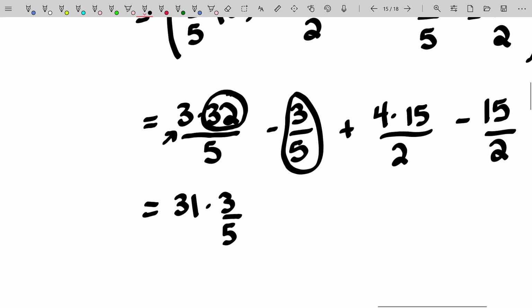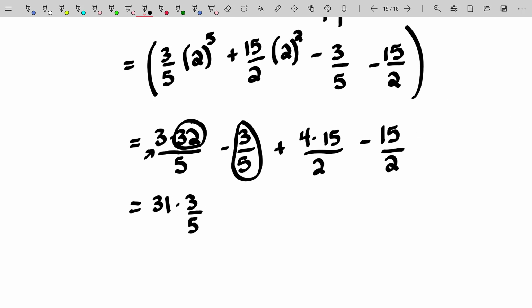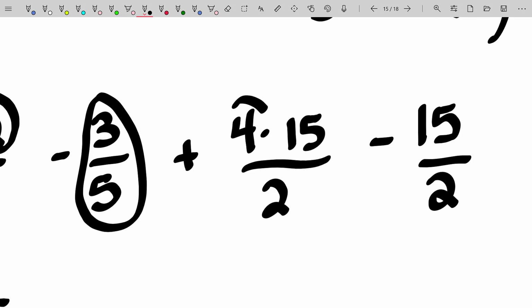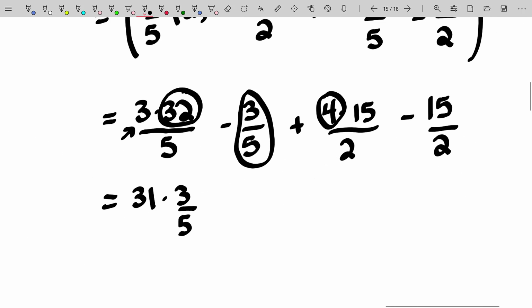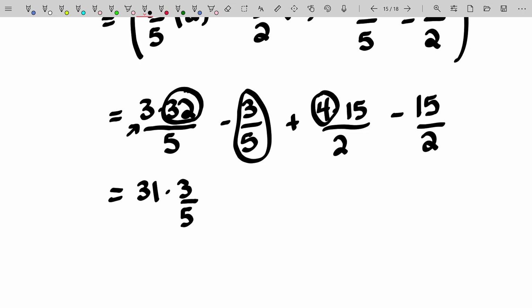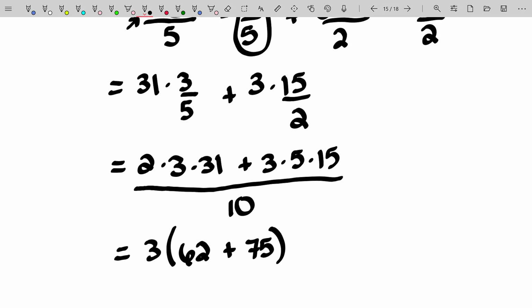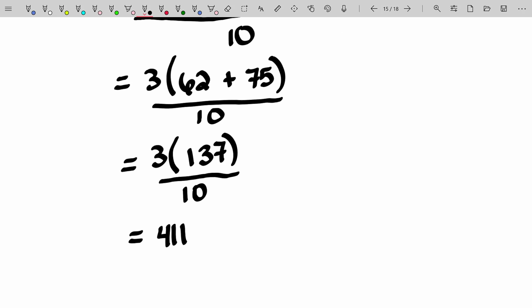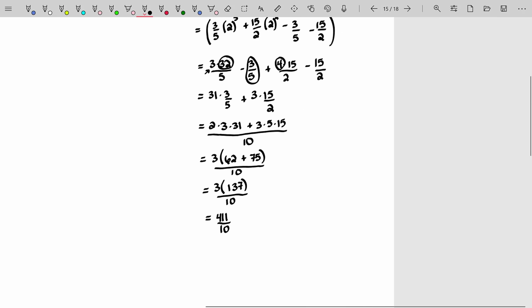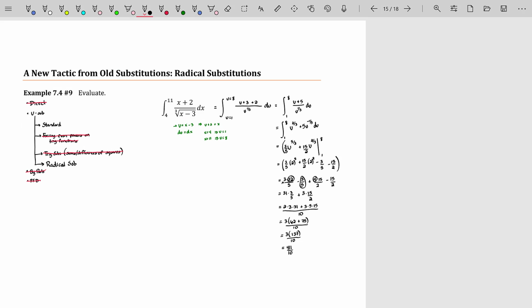That's why I do that, is because I just want to see kind of what combinations of things I have. Just like over here, I have 4 sets of 15 halves and I'm losing 1 set of 15 halves there. So 4 of them minus 1 of them, I'll have 3 sets of 15 halves left over. And now I will actually clean this up. So unless I made any arithmetic mistakes, that should be 411 over 10.